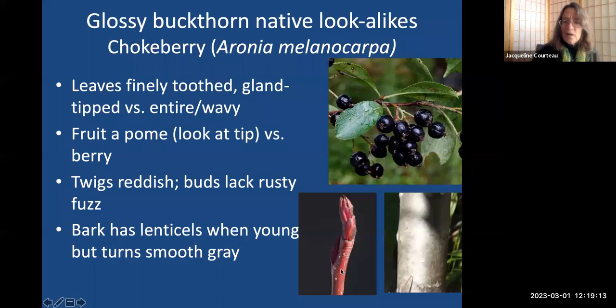The twigs are reddish to start, and then the bark can have lenticels, and you can see some scattered lenticels here, but typically as the plant matures, it smooths out to this lighter gray bark with only a few lenticels here and there, rather than those prominent lenticels on glossy buckthorn. And again, notice this bud totally lacking that dense golden brown fuzziness, and it's a very different color and texture here.